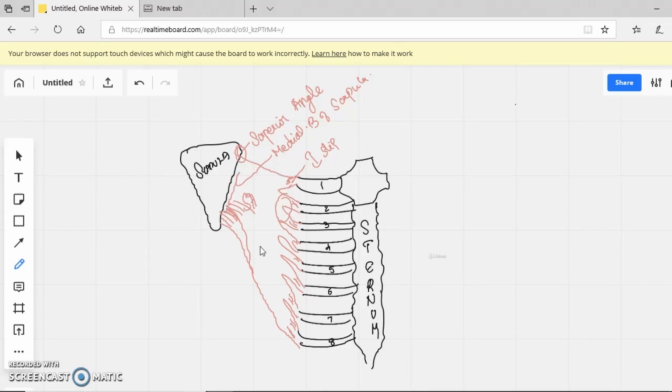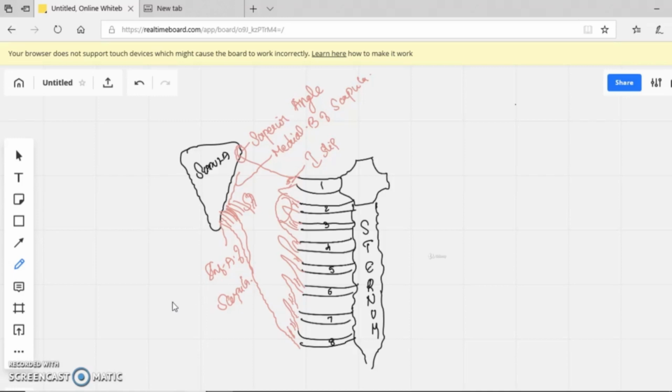The insertion only will be different because we are going to divide the insertion of this serratus anterior into 3 parts: upper fibers, intermediate fibers and lower fibers. Upper fibers go to the superior angle, the middle fibers to the medial border of scapula, and the lower fibers to the inferior angle of the scapula. That's all about the origin and insertion of serratus anterior that you have to remember.